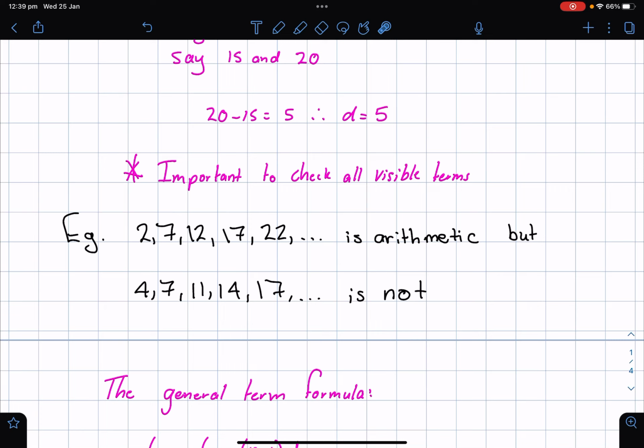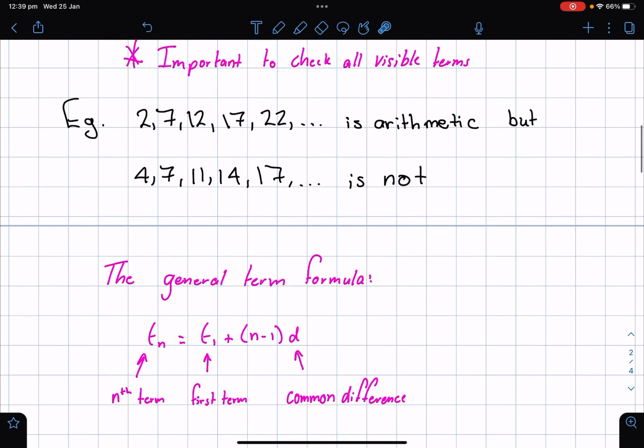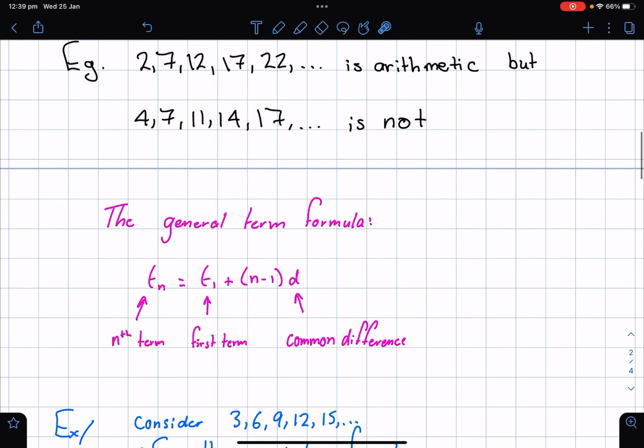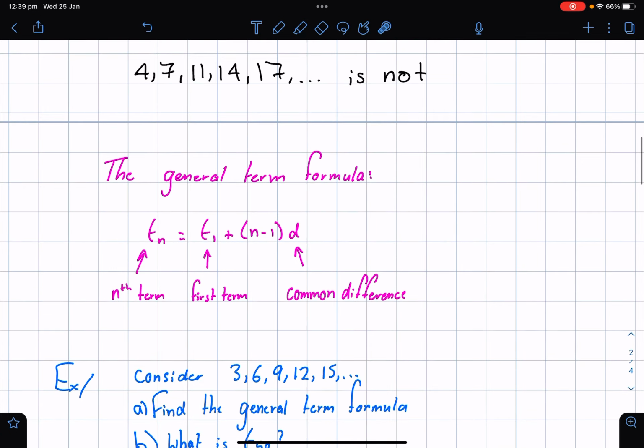For an arithmetic sequence, we can write a general term formula, which means we can look at any term in our sequence, no matter how big or how small. Now, this formula looks like this. So we have our nth term, so any n we choose, we can find using the first term added to that n value minus 1 multiplied by our common difference, okay? Now we're going to look at an example and see this in action, all right?